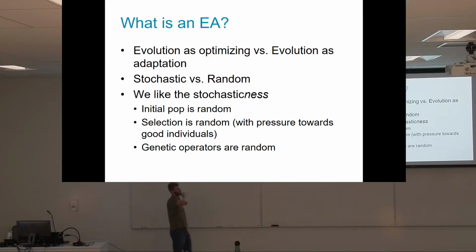Yeah. If there's pressure towards good individuals, is it true randomness or is there like seeding going on? Depends on what you mean by seeding, but that's what I mean. It's random, but there's pressure towards good. So the randomness is turned down a bit, for lack of a better term.